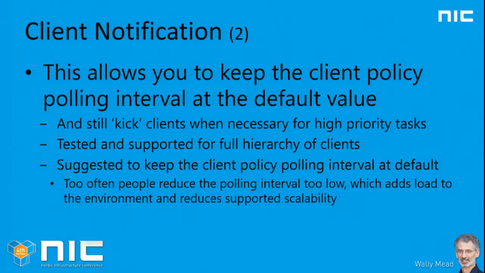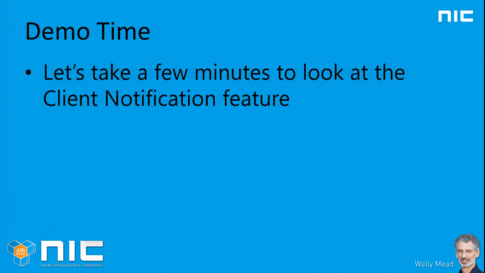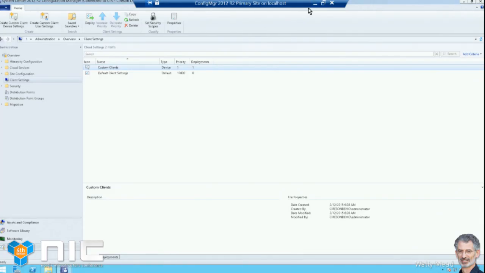Now, we did test this at the product group on a full-sized hierarchy, something that none of you are going to have, which is hundreds of thousands of clients. So you can go to your CAS, right-click, go to all systems, and have it trickle down to hit every single one of your clients. It performs very well at that. We don't want you doing that, but it can be utilized for that. So the goal here is to keep you at that 60-minute cycle and still get your stuff down when you need it.